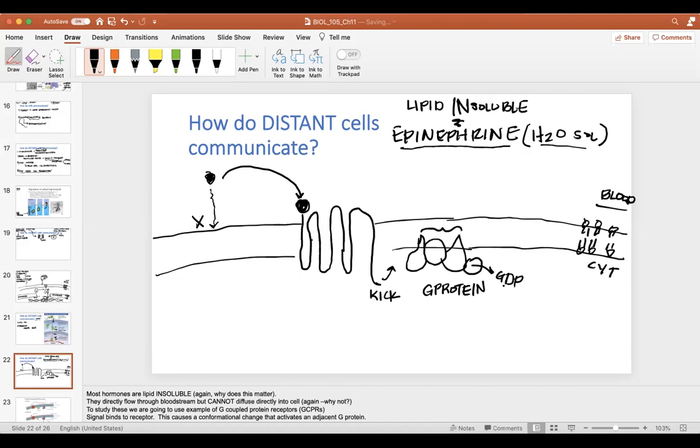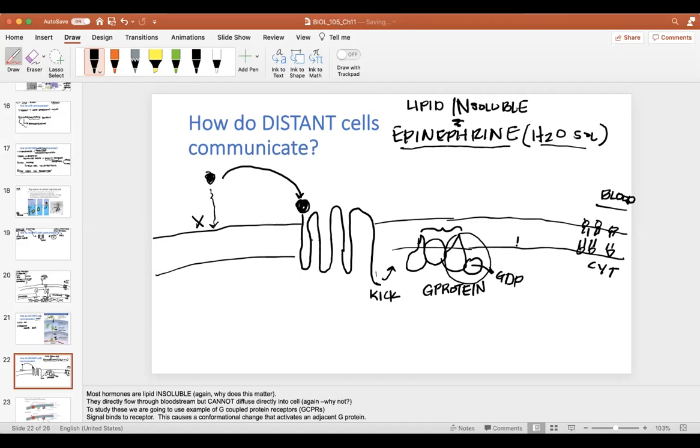This molecule is GDP. Now, remember how we had ATP, adenosine triphosphate, and ADP, adenosine diphosphate? Well, GDP is guanine diphosphate, okay? So it's the same G that you find in RNA and DNA. And what happens when this receptor kicks, it's going to kind of jostle this G protein, and it's actually going to break this third part off.